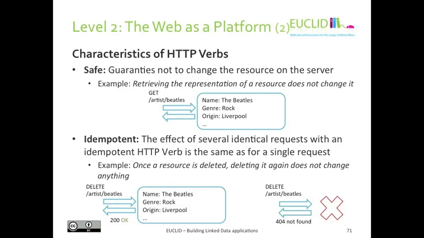There is a safeness characteristic. Safeness guarantees that the operation will never change the resource addressed on the server. Get is such an example. A get operation should retrieve something. It should never modify the resource addressed.